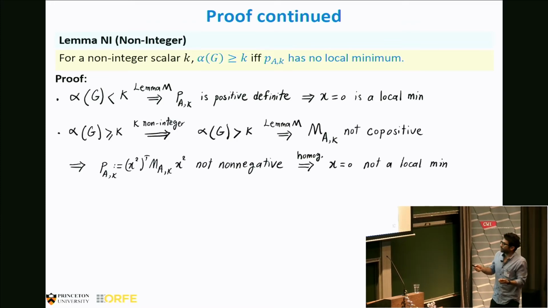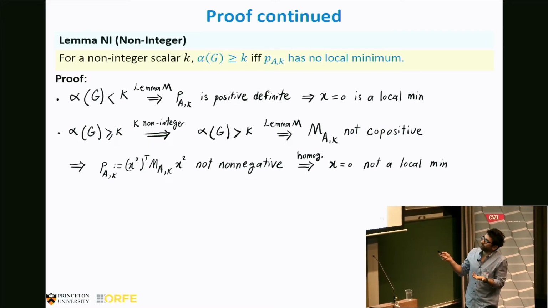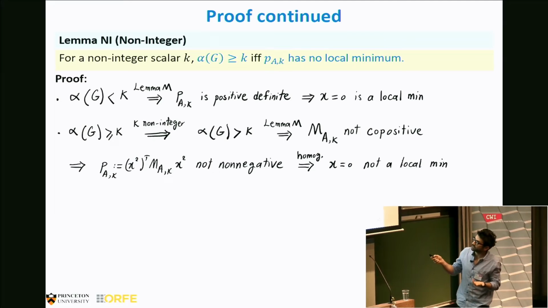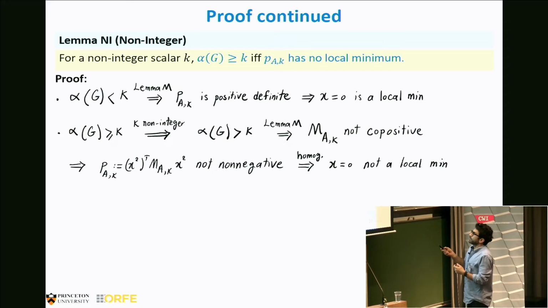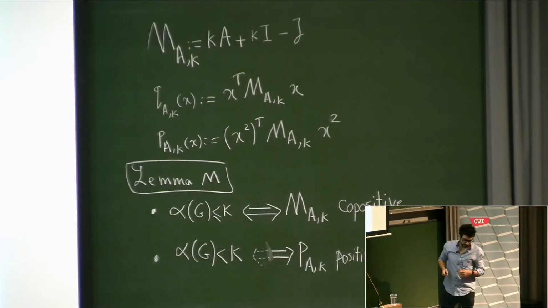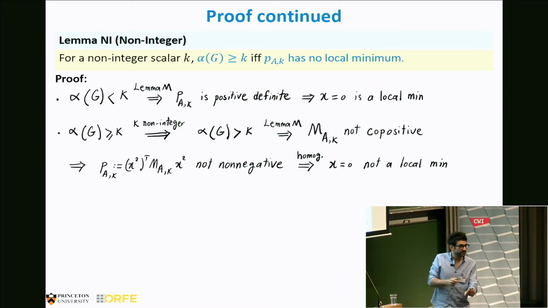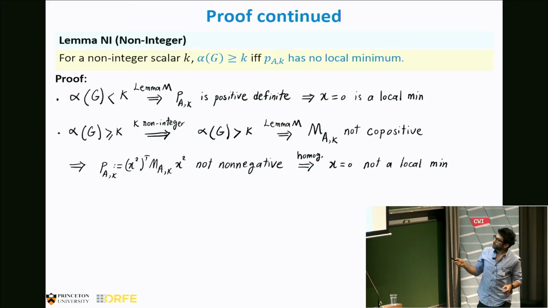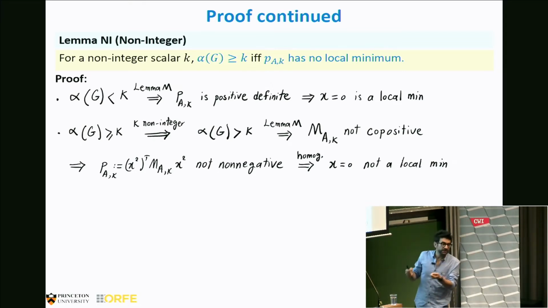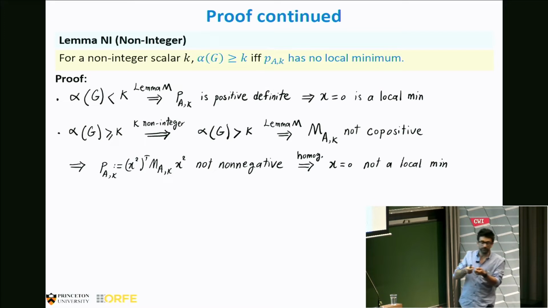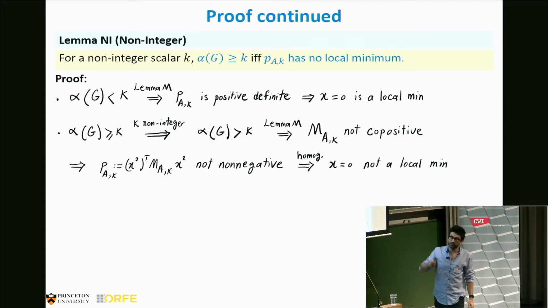Okay. Now what about the converse? So now if alpha is more than or equal to k, then because k is non-integer, I can say alpha is in fact strictly more than k, because alpha is an integer and k is not. Then I use lemma M again, the first case, and I can conclude that this matrix M_k is not copositive, which is the same as saying this quartic form is not non-negative. Sorry for all the negations. Which means that 0 is not a local min, right? Because if this quartic form is not non-negative, that means at some point in space it goes negative. And again, I can connect it to the origin. On the entire line, you will be negative. Arbitrarily close to the origin, you will be negative. So 0 cannot be a local min.